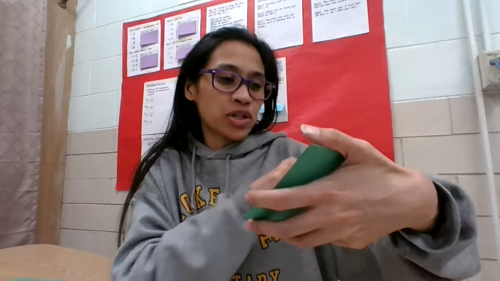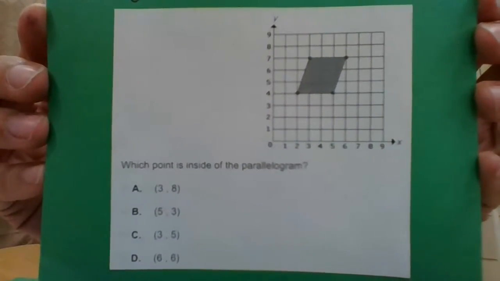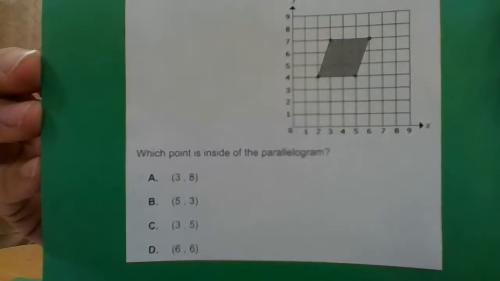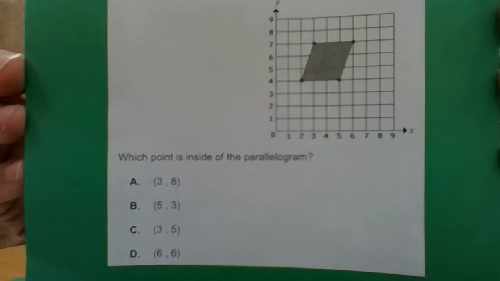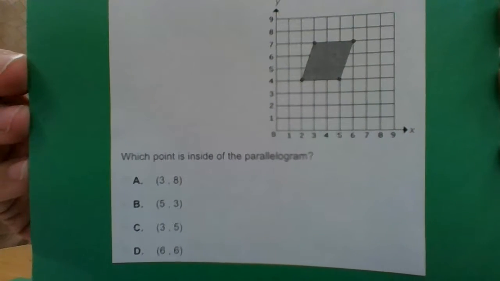All right, so geometry is number 49. And the question is which point is inside of the parallelogram? A, 3, 8, B, 5, 3, C, 3, 5, D, 6, 6.